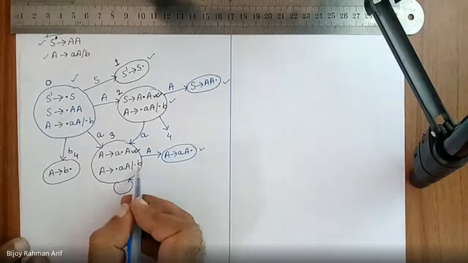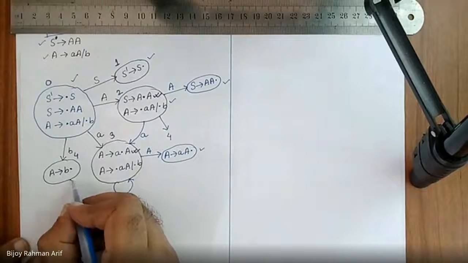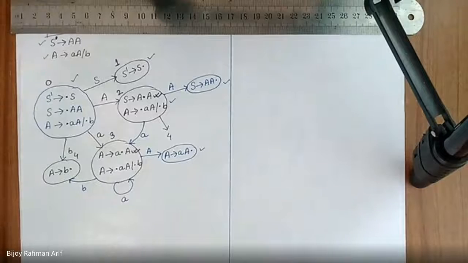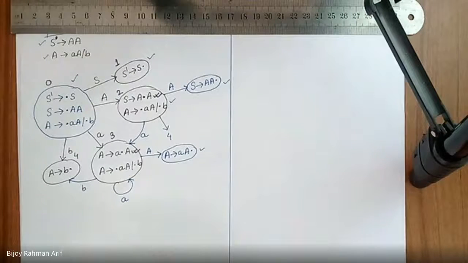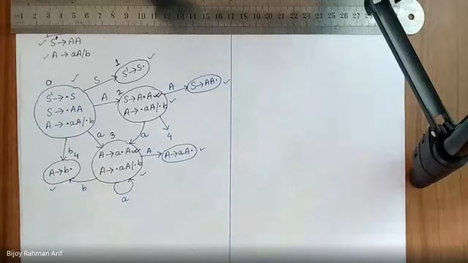And how about B? On B, we are going to this. Done. So that's it. Did you get it? Now it is complete. So this is the way of actually using the concept of closure and goto, we can create the state transition diagram.